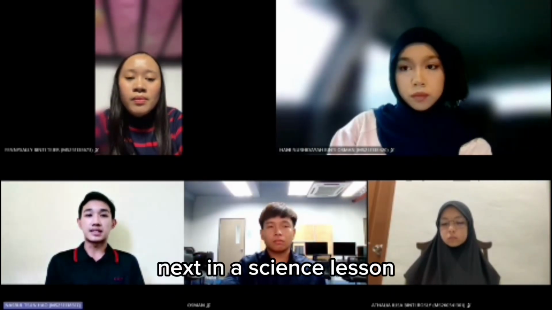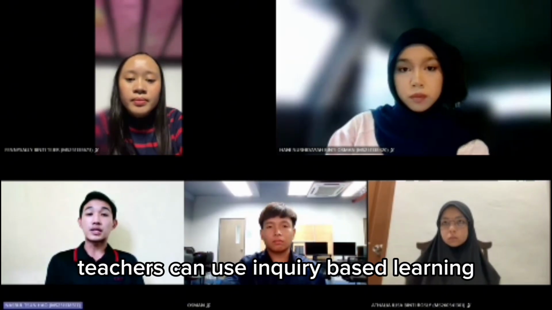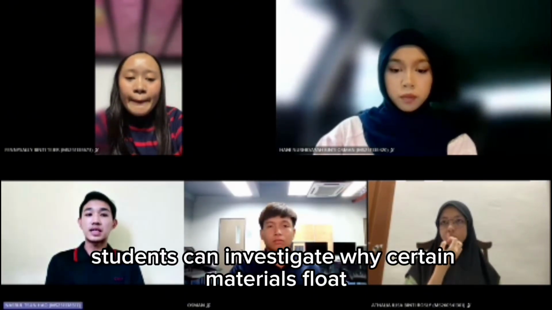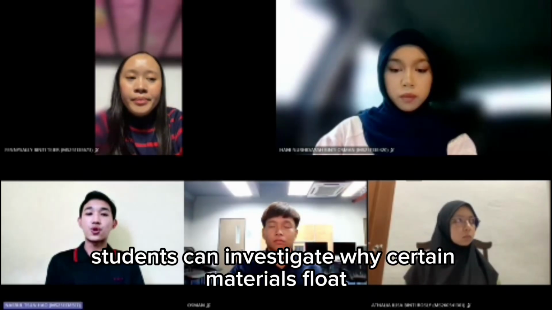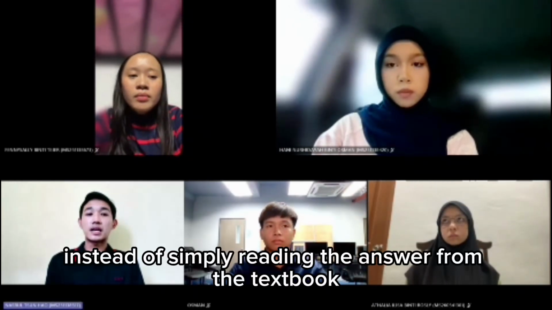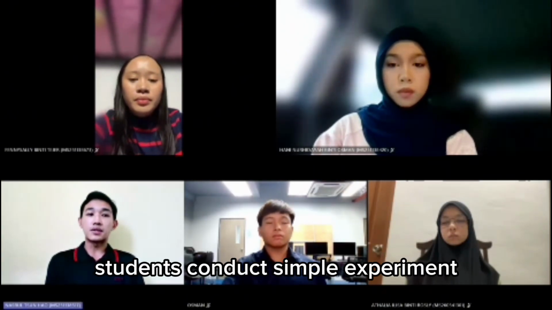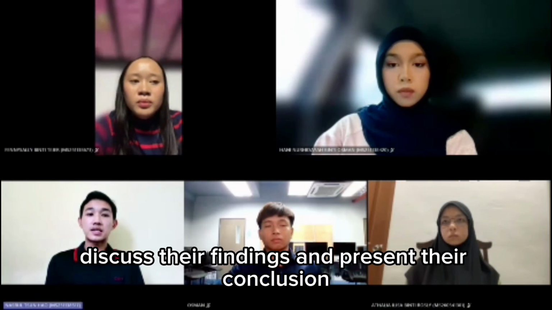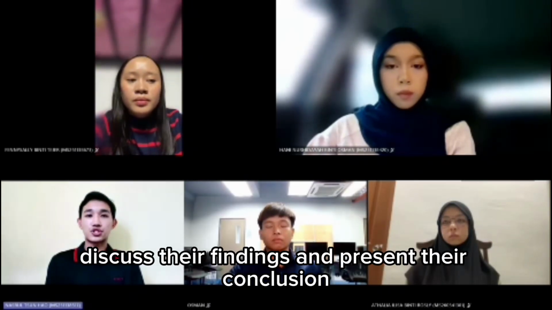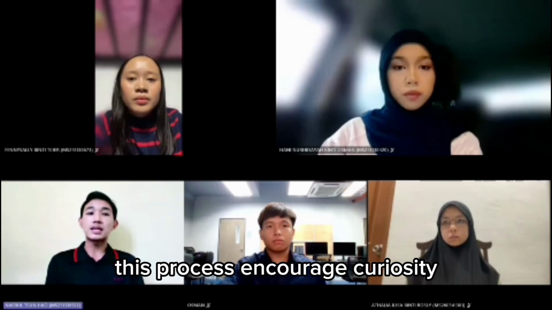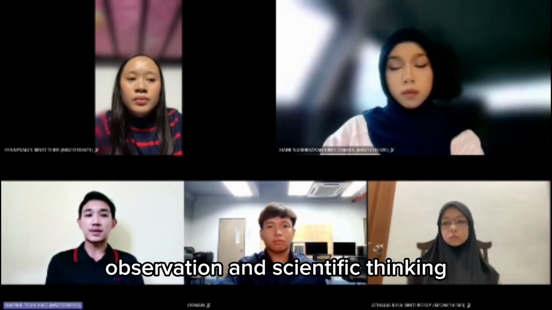Next, in a science lesson, teachers can use inquiry-based learning. For example, students can investigate why certain materials float while others sink. Instead of simply reading the answer from the textbook, students conduct simple experiments, record observations, discuss their findings, and present their conclusions. This process encourages curiosity, observation, and scientific thinking.